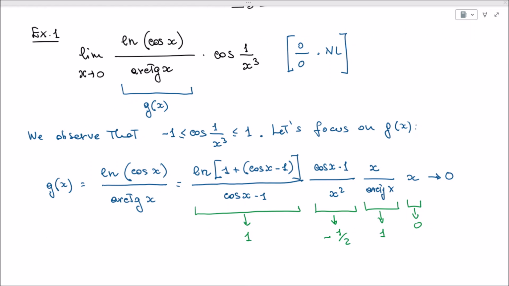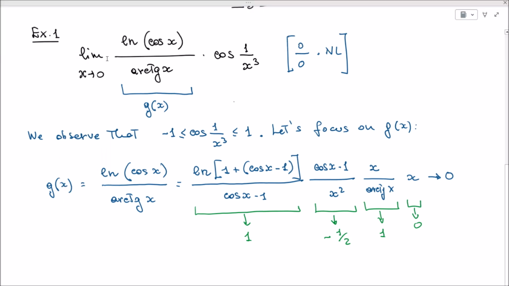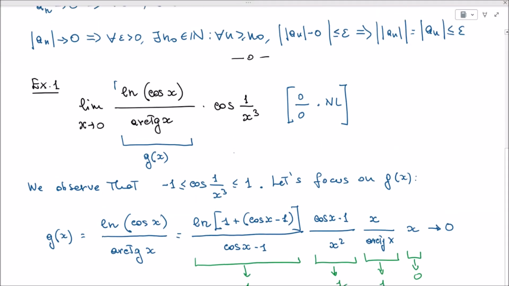Now, using this result to evaluate the given limit is very difficult, because the entire function f of x is the product of a function g of x that tends to 0 times a function cosine of 1 over x to the cube that has no limit. So it would be impossible to establish what is the limit. But if we now apply the absolute value, we can get a useful result.